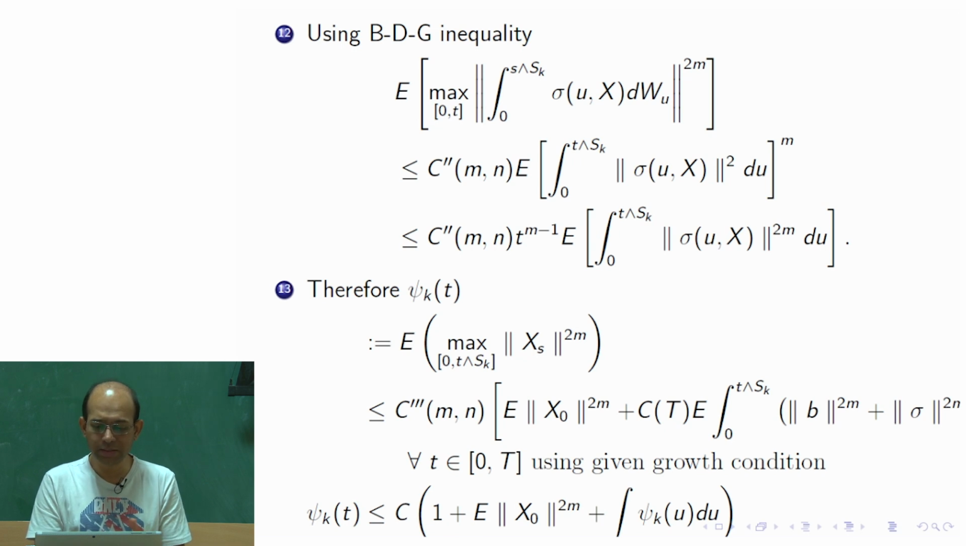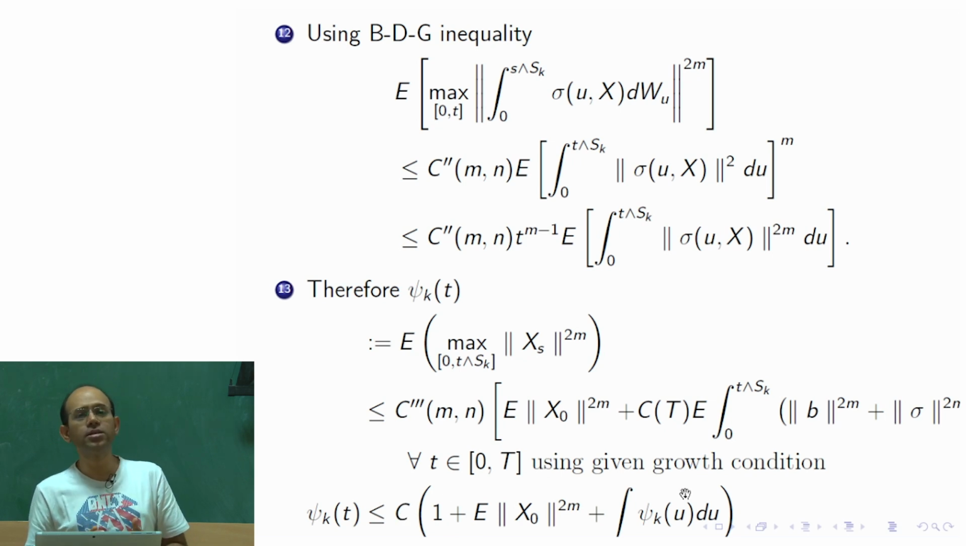So, if I replace that by the maximum of these things and take expectation inside, because it is non-negative, I can take expectation inside. So, I would get psi k here. Therefore, psi k would satisfy some constant. Just see here, psi k of t is less than or equal to c times 1 plus expectation of norm x naught to the power of 2m plus integration of psi k of u du. All these constants, whatever was there in my hand, I can put everything in C, and then we get this inequality.